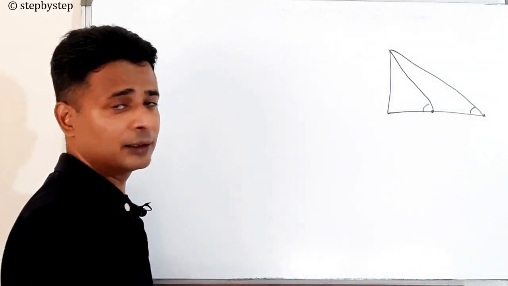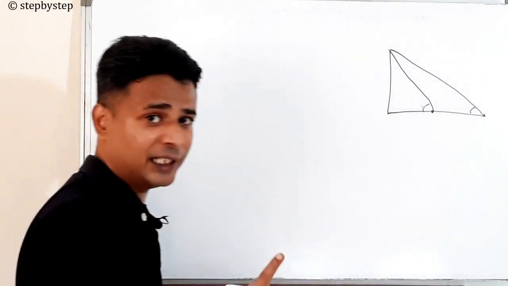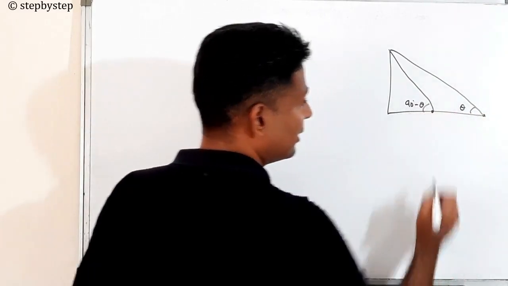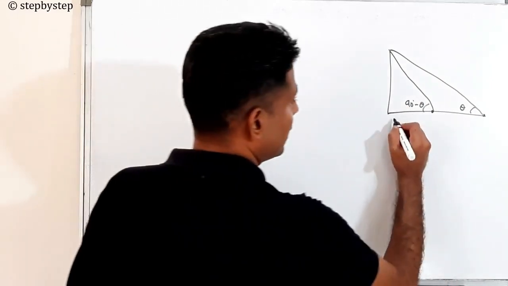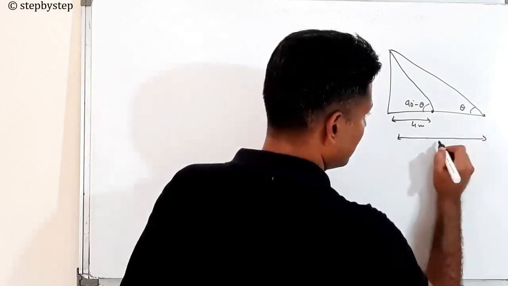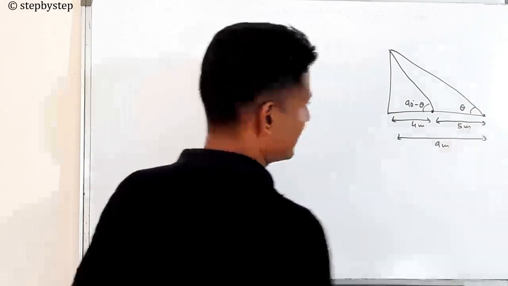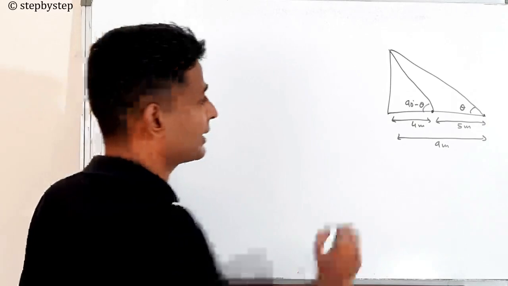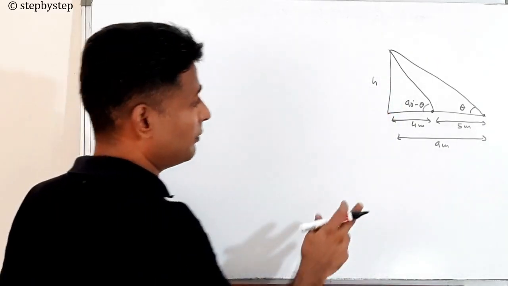What does that mean? These two are complementary means this plus this becomes 90 degree. So let's say this is theta, this will become 90 minus theta. Now they have said this is 4 meters and this whole thing is 9 meters, which means this much is 5 meters. Remember this. Alright. Prove that the height of the tower is 6. So we have to show that the height h is 6 meters.